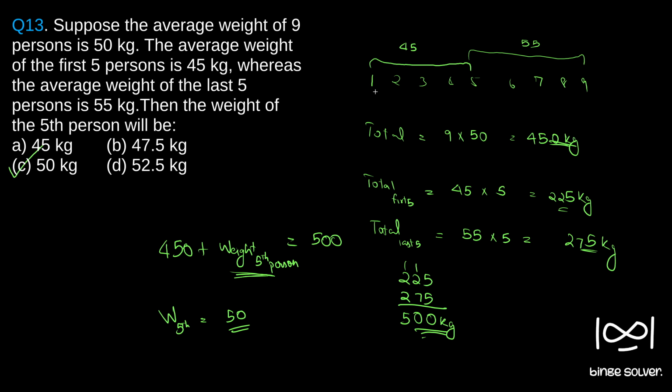We first found the average weight of the first 5 people. That average multiplied by 5 gives the total weight of these 5 people. Similarly, the average weight of the last 5 people is given, which is 55. So 55 times 5 gives the total weight of these last 5 people, which we got as 225 and 275 respectively.